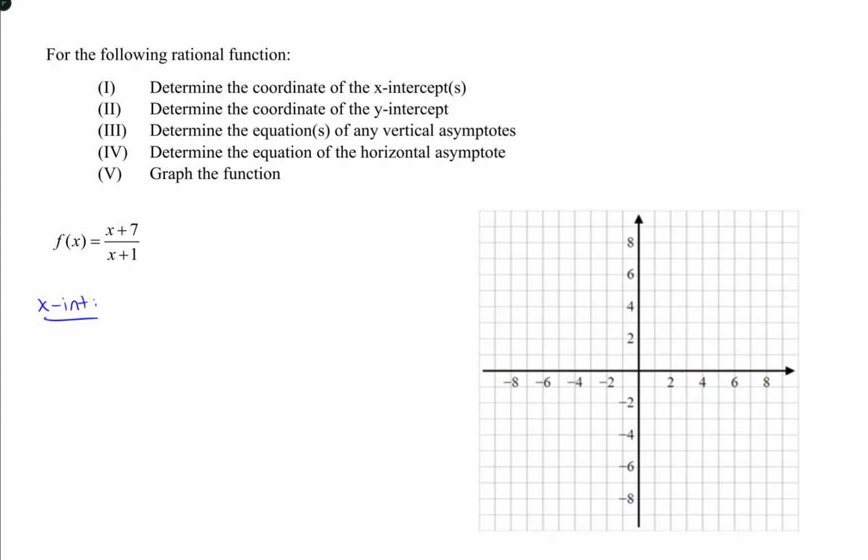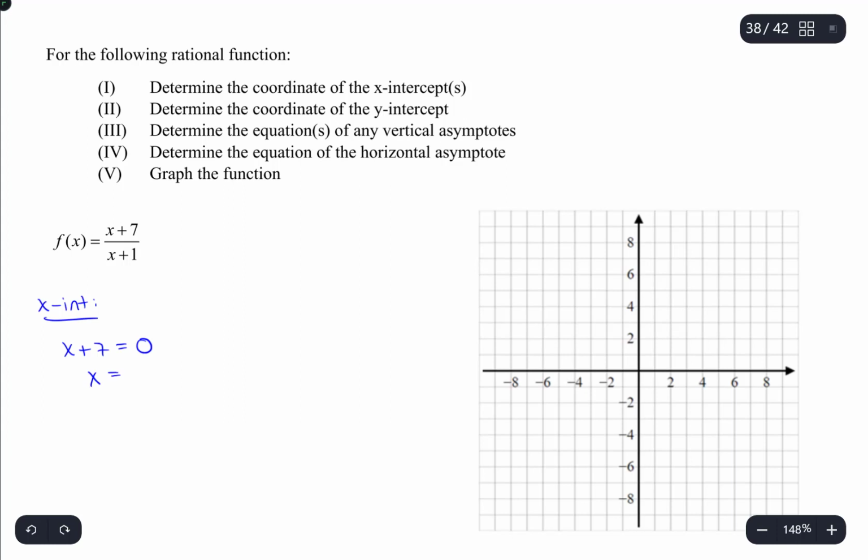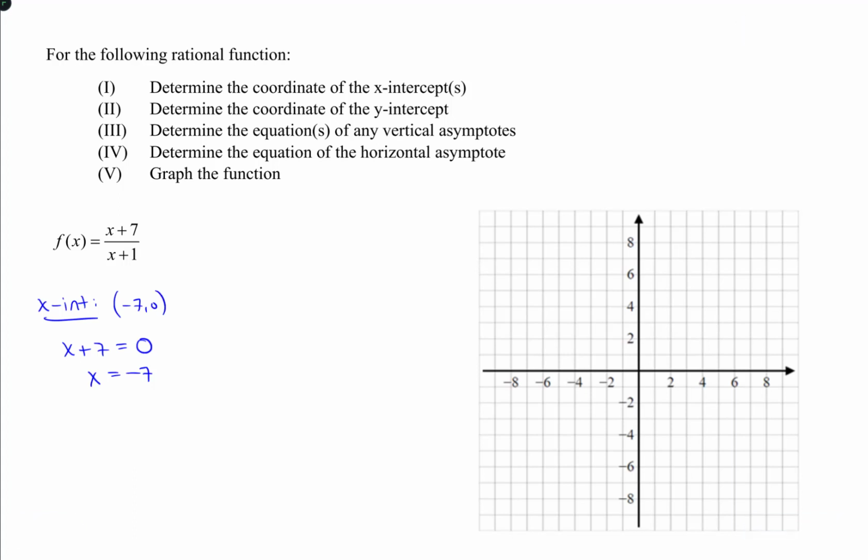So, x-intercepts occur wherever the numerator of a rational function is equal to 0. So in this case, at x equals -7. And that happens at a point, so we'll write it as (-7, 0). So go ahead and graph it.